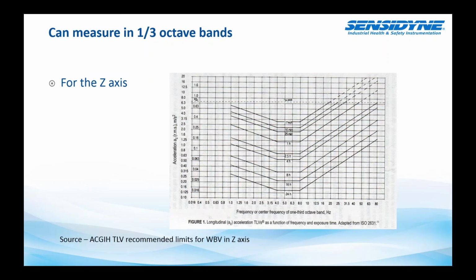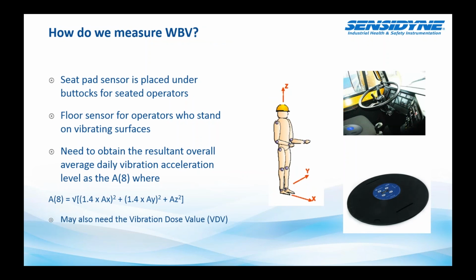So we measure with the seat pad, as we said. We take our readings for our X, Y, and Z axes, except instead of measuring them by just squaring and taking the square root, we have to multiply the X and the Y axes by a factor of 1.4 to represent the fact that they are actually considered to be the more dangerous of the 3 axes, because they involve twisting of the spine rather than just the up and down movement of the spine.